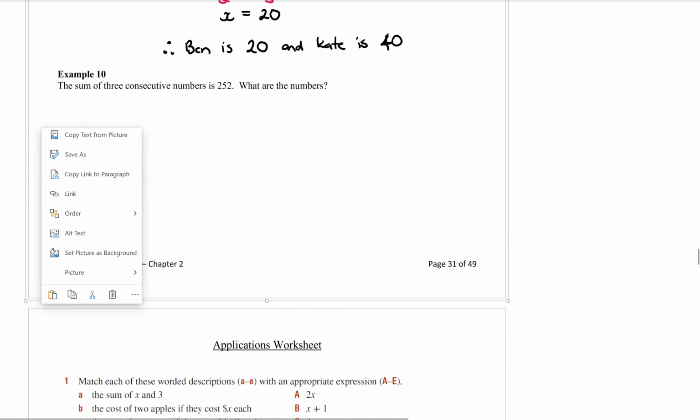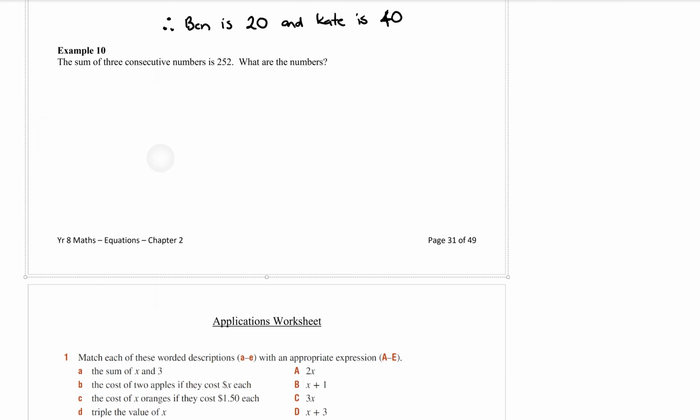Example 10. The sum of 3 consecutive numbers is 252. What are the numbers? So I'm trying to find some numbers again. So I'm going to be calling that x. Now, this word consecutive, that is an interesting word. What consecutive means is 3 numbers that are right after each other. So for example, the numbers 3, 4, and 5 are 3 numbers in a row, so they are consecutive.